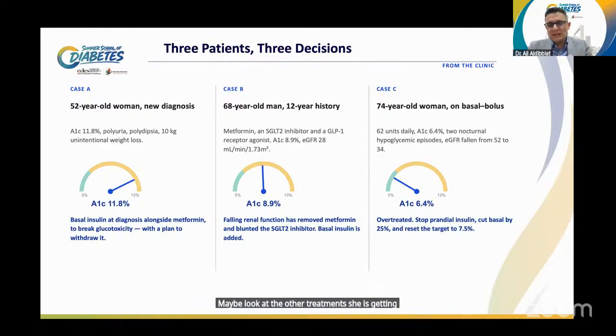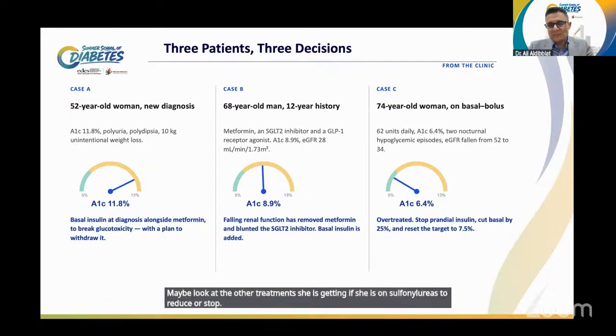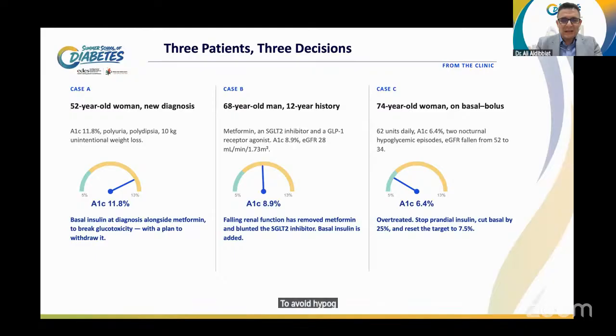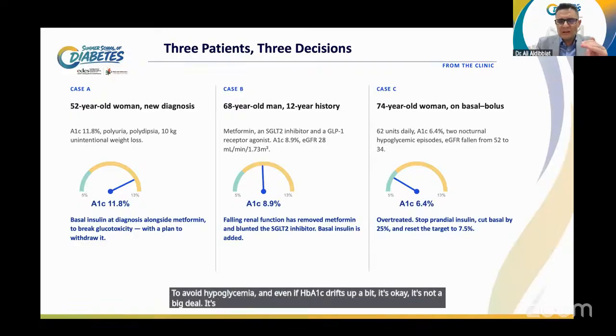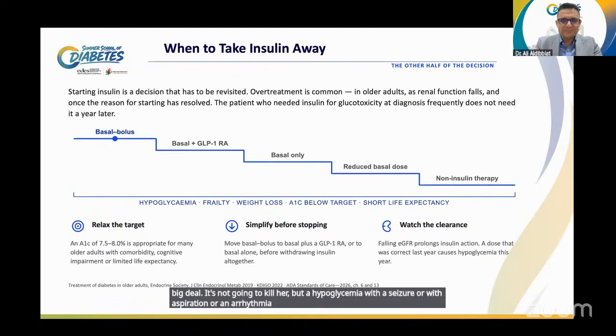If she is on sulfonylureas, reduce or stop them, adjust the metformin and see how we can take it from there, with very close monitoring of glucose to avoid hypoglycemia. Even if HbA1c drifts up a bit, it's okay. It's not a big deal. It's not going to kill her. But hypoglycemia with a seizure, aspiration or an arrhythmia could kill her.